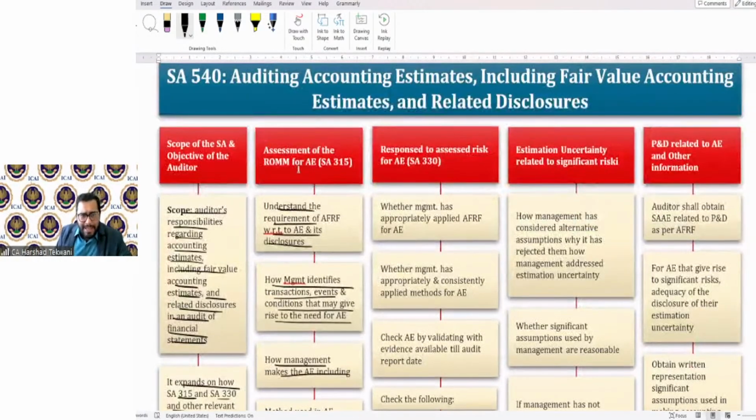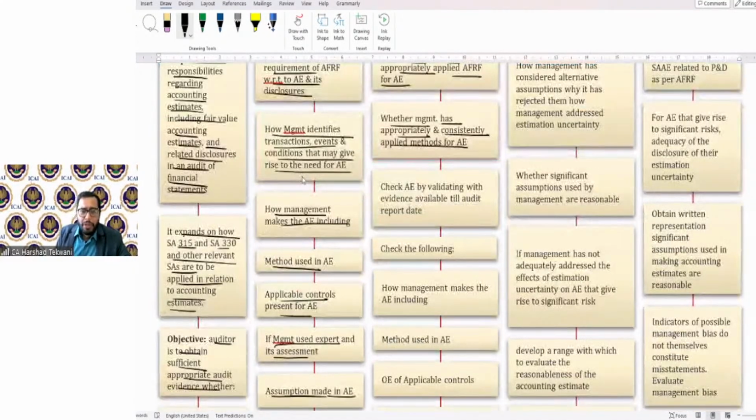Now, this was understanding the estimate. That was the application of SA 315. Now I'll talk about SA 330. You need to understand whether management has appropriately applied the applicable financial reporting framework for the disclosure of accounting estimates, or for the calculation basically, and whether management has appropriately and consistently applied the method for accounting estimates. Check the accounting estimate by validating whether the evidence available till the audit report date is appropriate.